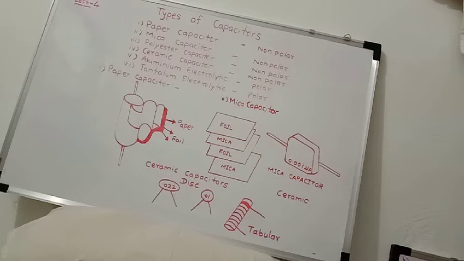So here we will study the construction of aluminum electrolytic capacitor. This is a polar capacitor on which polarities are marked as positive and negative. Polarity is important because if this electrolytic capacitor is reverse connected in the circuit, then it may be damaged. So it should be properly connected in the circuit.